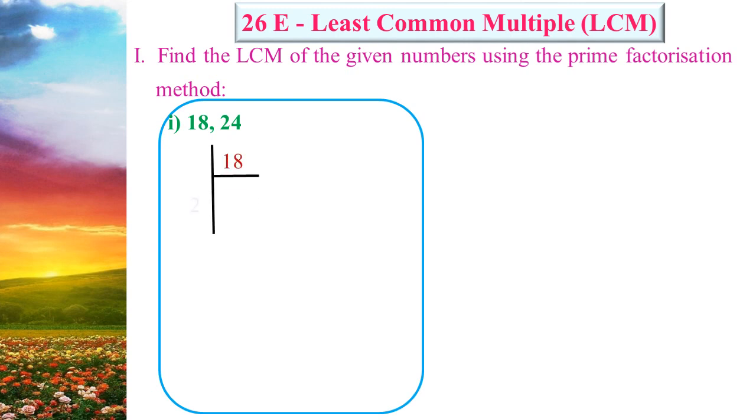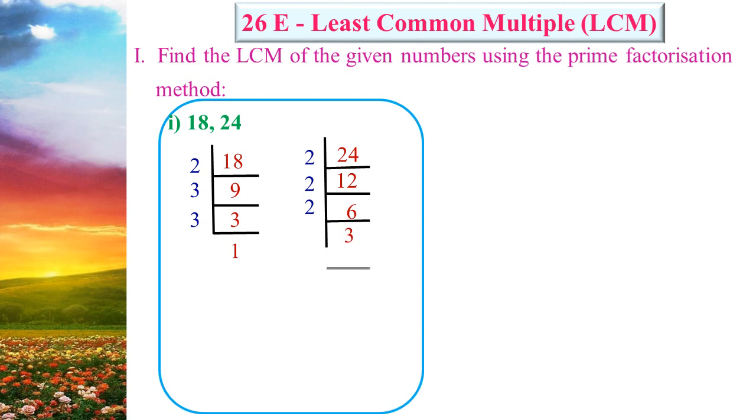Let's take 18. On dividing by 2, 9 twos are 18. On dividing by 3, 3 threes are 9. On dividing by 3, 1 three is 3. Then take 24. On dividing by 2, 12 twos are 24. On dividing by 2, 6 twos are 12. On dividing by 2, 3 twos are 6. On dividing by 3, 1 three is 3.